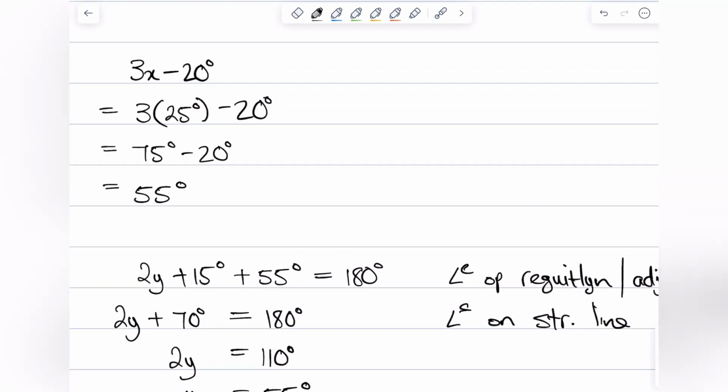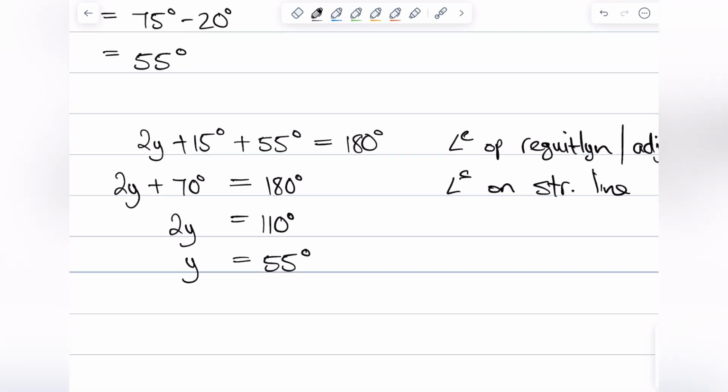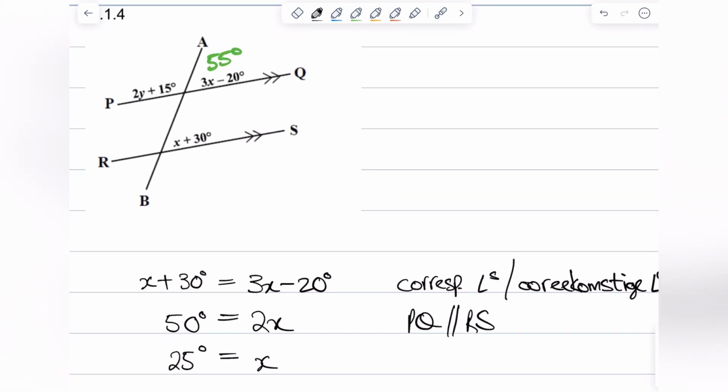So you might say, oh, but x was also 55 degrees. Can it be true that y is also 55? Well, if I take y is equal to 55 and multiply it by 2, I get 110 plus 15 gives us 125 degrees plus 55 degrees will then give us 180. So it does add up to 180. So it is correct.